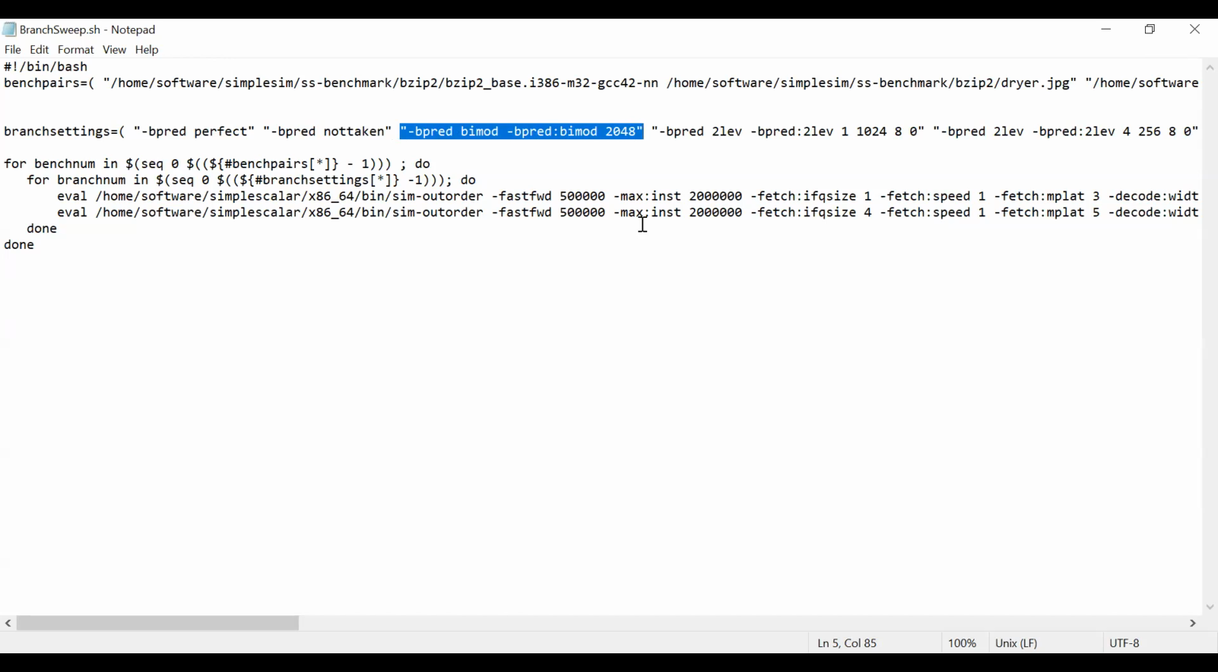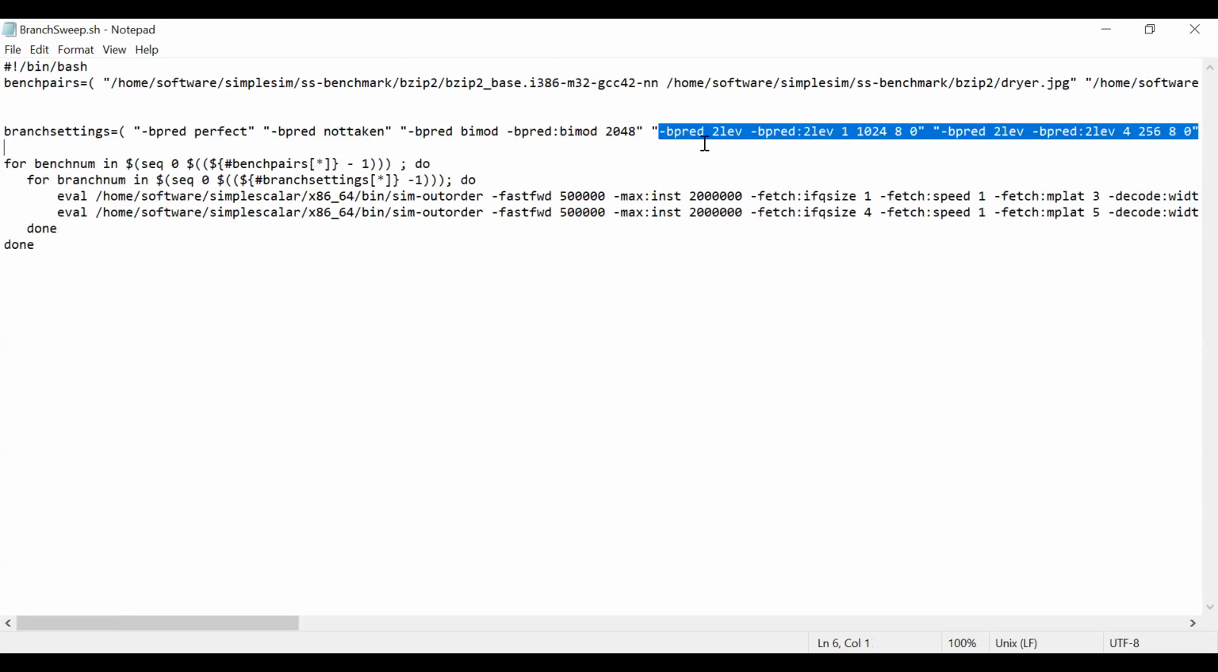Bimodal branch predictors are a simple, nice one-level branch predictor. They don't even ask you how many bits per FSM, it's always 2. So this just says how big my table is: 2048 entries. Here are some 2-level branch predictors.